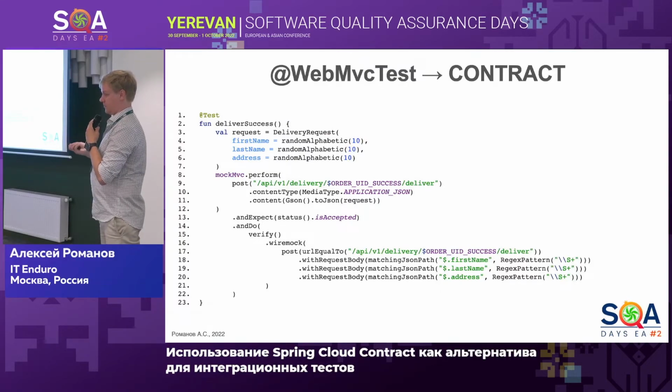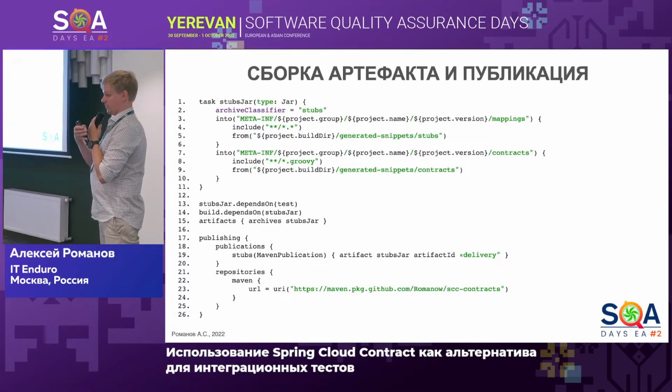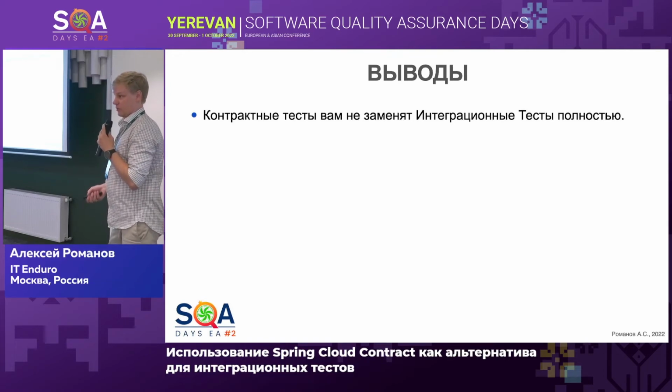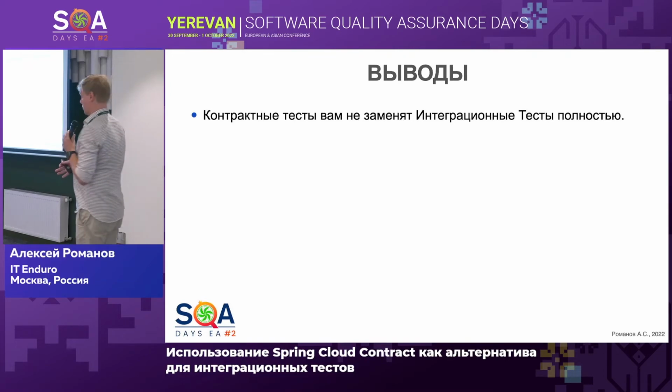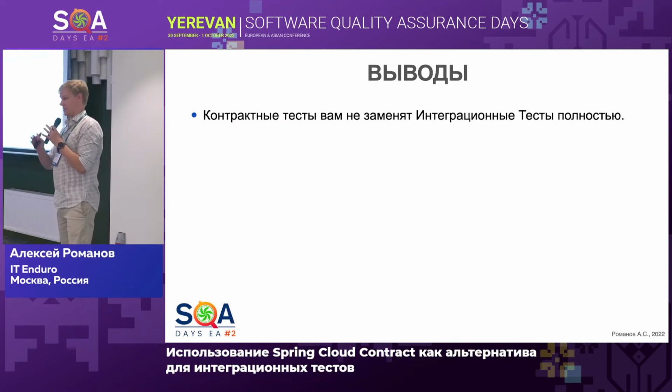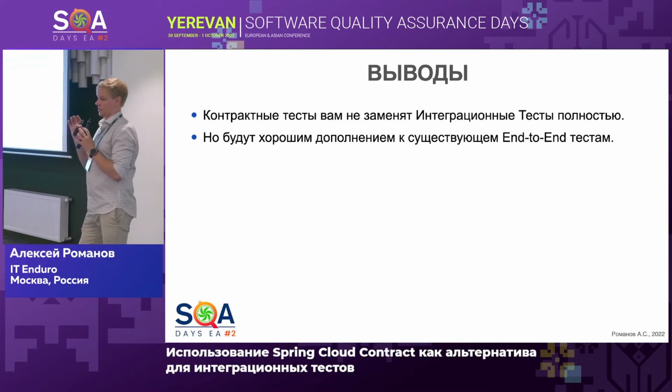Once you've gotten this out of the way and you need to package it, unlike the previous version, we first need to write a new task based on jar, pack stubs and contracts in it, and go ahead with publishing. Now, findings and conclusions. Contract tests will not replace integration tests.